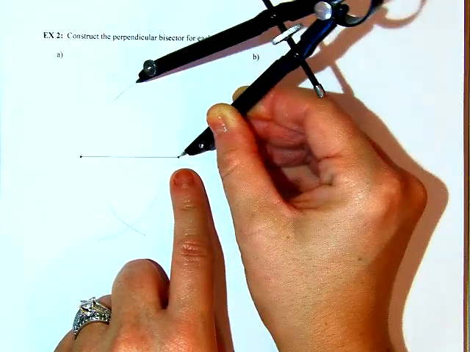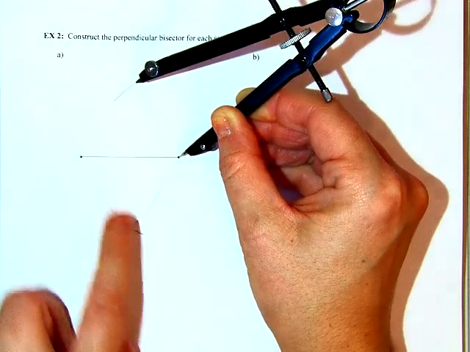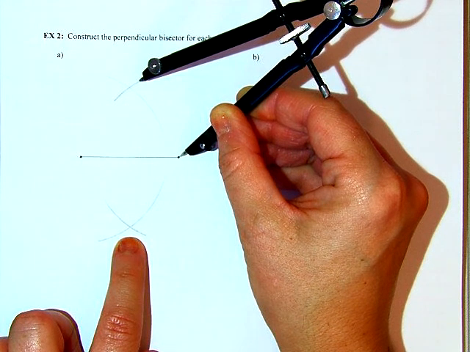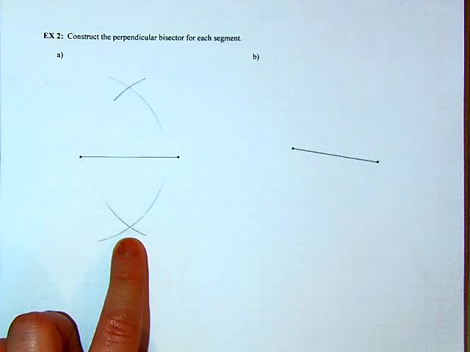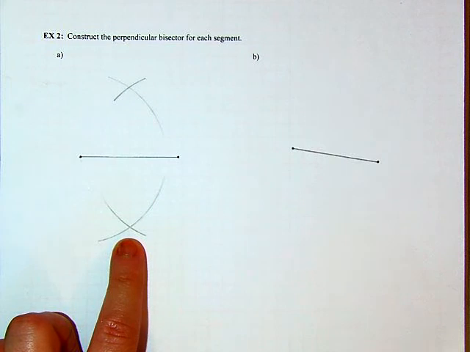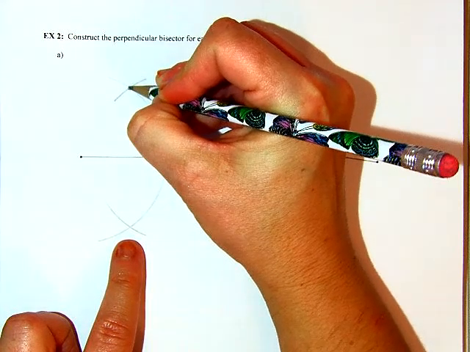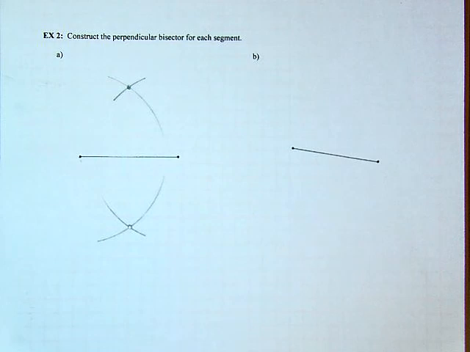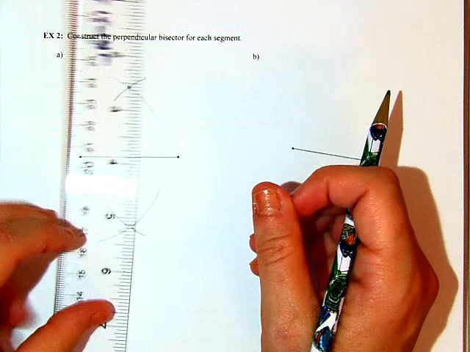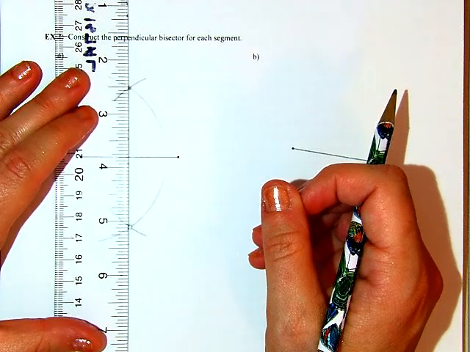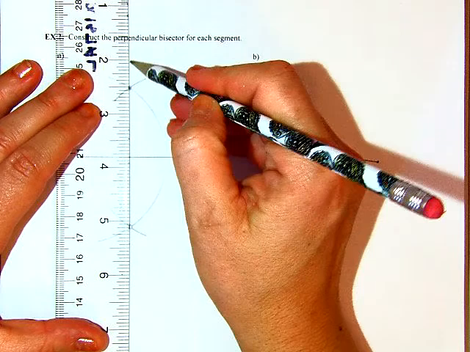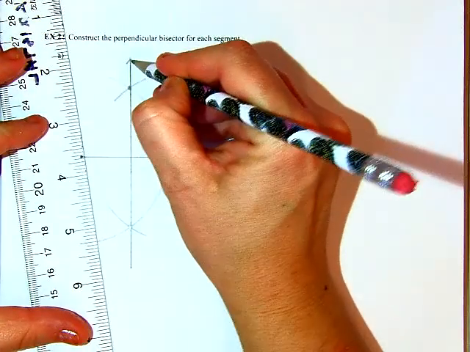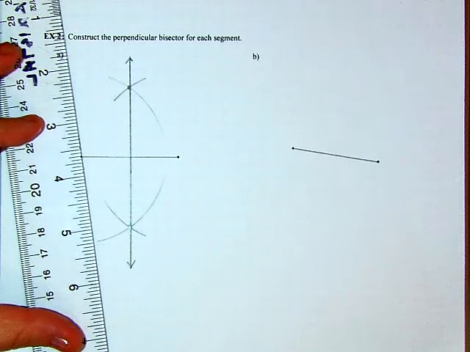But where I'm interested are these points of intersection specifically. I'm looking at where it crosses through the other arc that I drew. Okay, those two points of intersection are really here and here. So now I take my straight edge and I slice right on through those two points of intersection. So here what I've drawn is my perpendicular bisector.